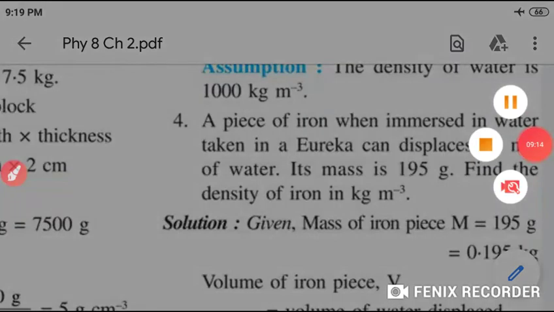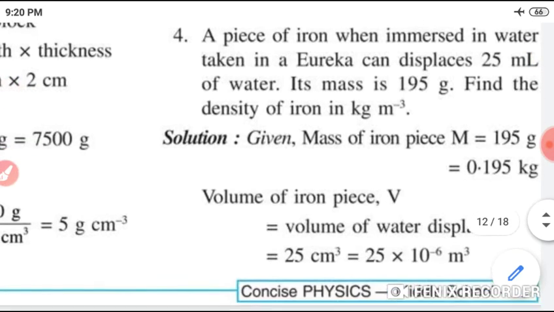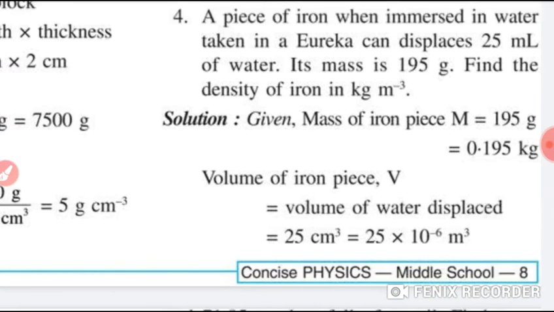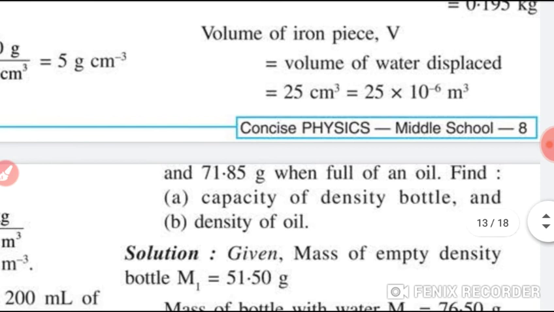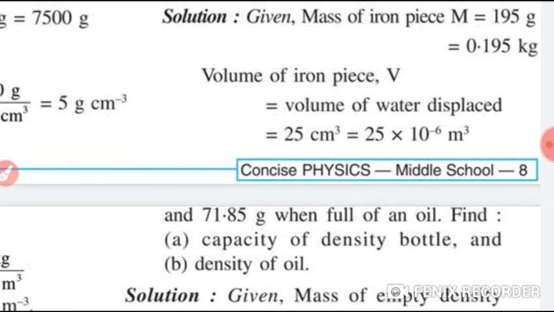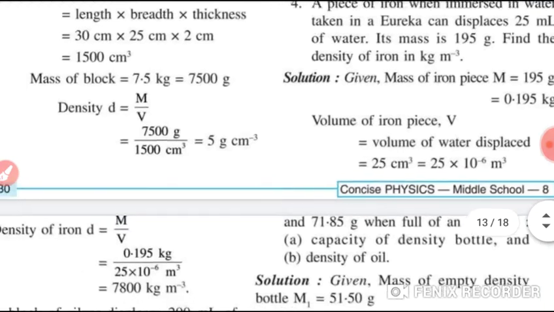Now students, a piece of iron, when immersed in water taken in a Eureka can, displaces 25 milliliter of water. Its mass is 195 gram. You have to find the density of iron in kilogram per cubic meter. What do you have to do here? The mass of the iron piece is 195 gram, you have to convert it into kilogram. Then the volume of the iron piece, which is the volume of water displaced, is 25 centimeter cube, which is given in your question. That means 25 multiplied by 10 raised to power minus 6 meter cube.